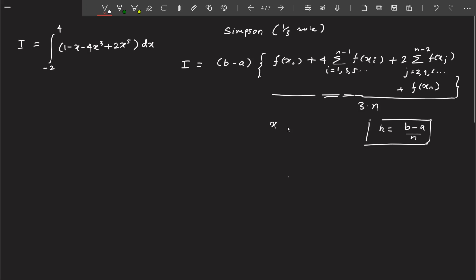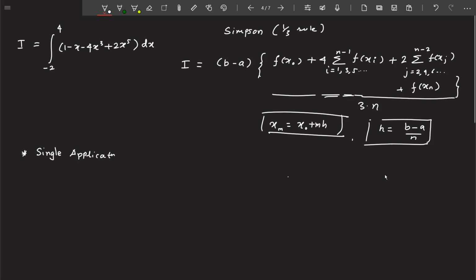and when you talk about x, the next point is going to be x0 plus m into h. Okay, so rest of the formulas remain the same. Okay, so now let us solve this problem using Simpson 1/3 rule. Okay, so let us first talk about single application.